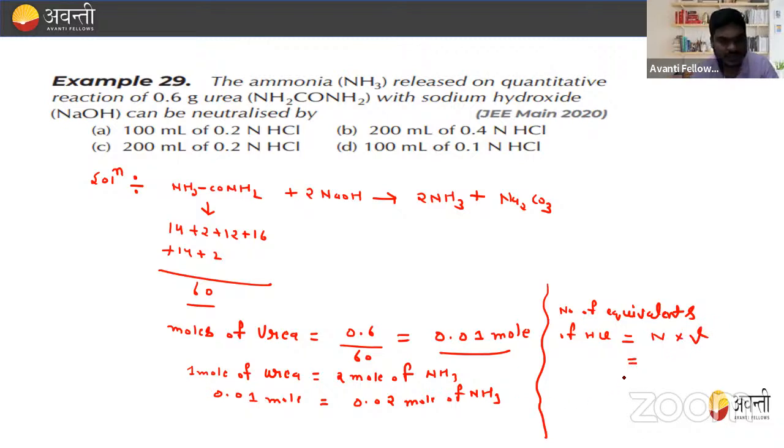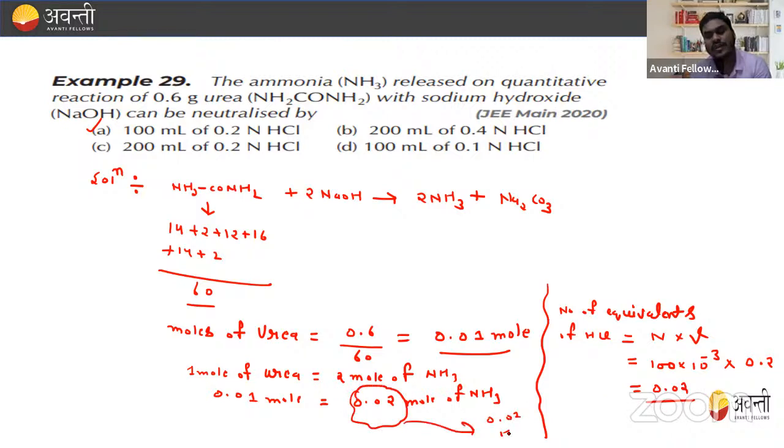Therefore, what is the normality here? Can anyone tell me? To neutralize it, 0.02 equivalent of HCl is needed, right? So let us consider this first equation. In this 100 ml, we can convert this into liter, right? And what is the normality of the solution? That is 0.2. So on solving, it comes out to be 0.2, right? And how much did we require? 0.02 mole of NH3 is produced, so we also require 0.02 equivalent of HCl, right?